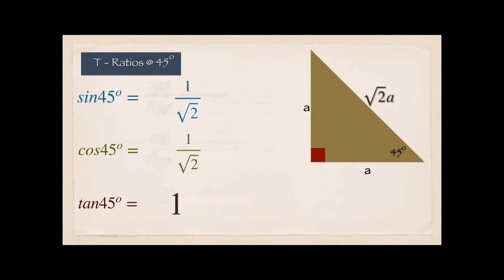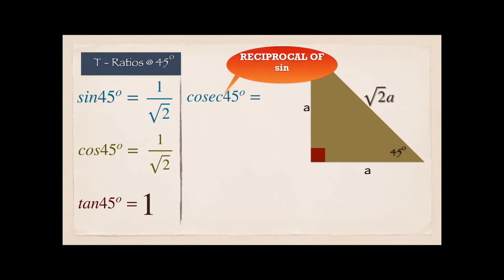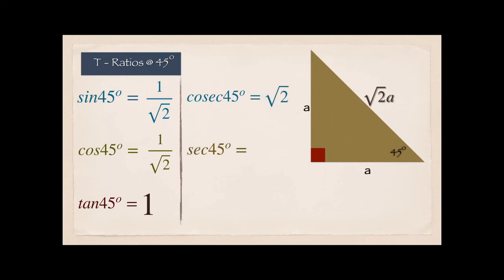The other three ratios, which are reciprocals, are obtained as cosec 45 degrees is root 2, sec 45 degrees is also root 2, and cot 45 degrees is equal to 1.